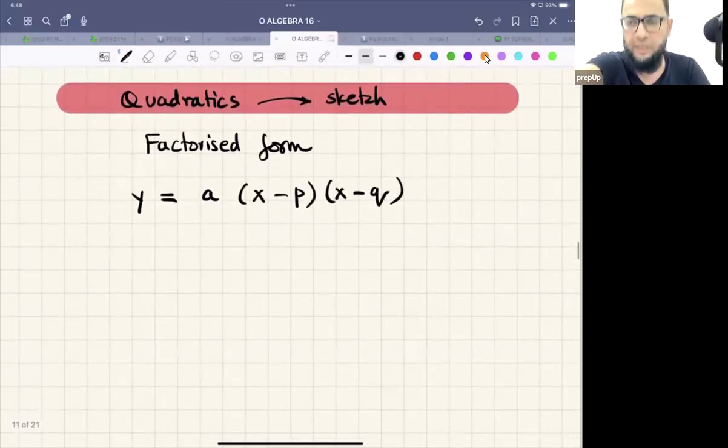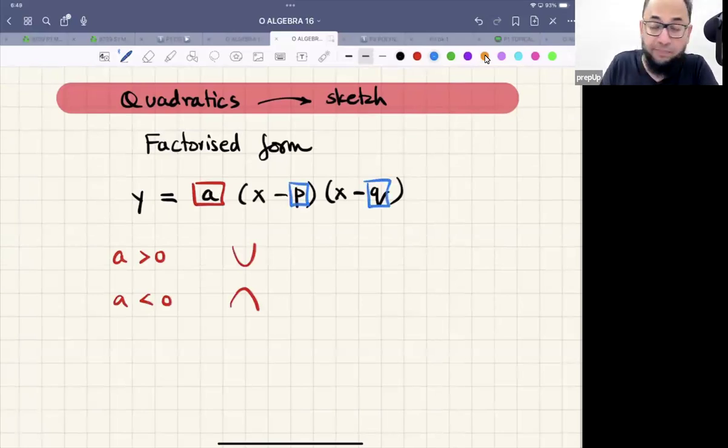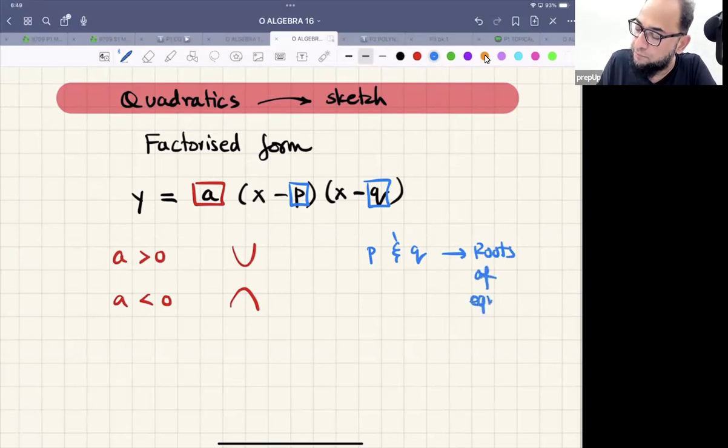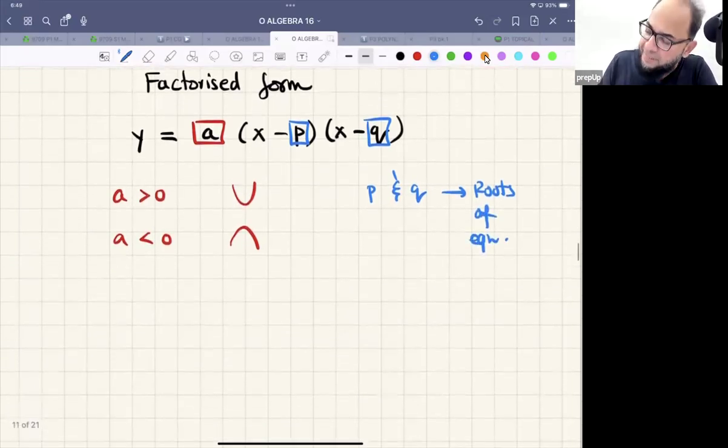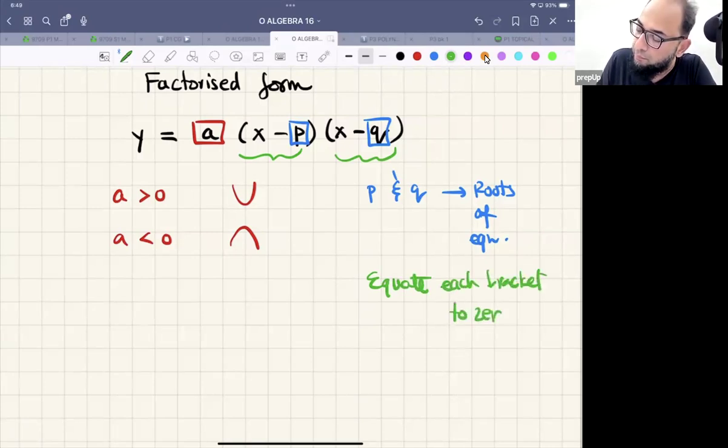And what is happening over here? We know that this a is still the same. If a is positive, that's the shape. If a is negative, that's the shape. What about p? What about q? This minus is part of the formula. p and q are the roots of the equation. Basically what we do is that we equate each bracket to 0. So that is the logic that we will apply.